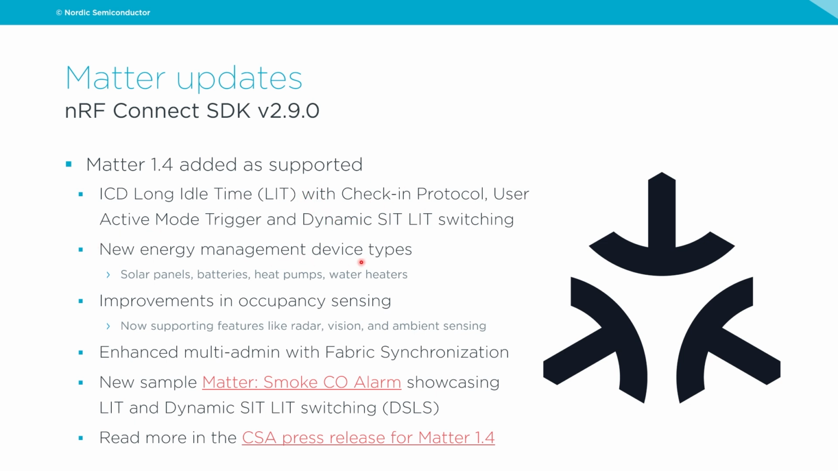Also, new energy management device types, so solar panels, batteries, heat pumps, and water heaters. Improvements in occupancy sensing, so it now supports new features like radar vision and ambient sensing. Also, enhanced multi-admin with fabric synchronization. This is when you have the same device added to different ecosystems like Apple, Google, Amazon, and so on. There's also a new sample, Matter Smoke CO Alarm.